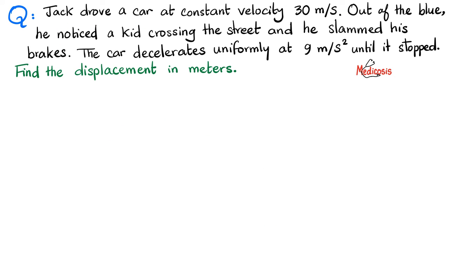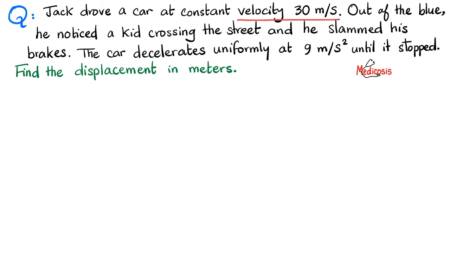Next, Jack drove a car at constant velocity of 30 meters per second. Out of the blue, he noticed a kid crossing the street and he slammed his brakes suddenly. The car decelerated uniformly at 9 meters per second squared until it stopped. Find the displacement in meters. I hope they mean the displacement of the car, not the kid. Otherwise, that will be a terrible outcome. How can we solve this tragic case?